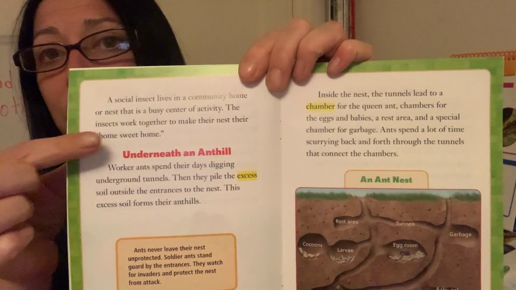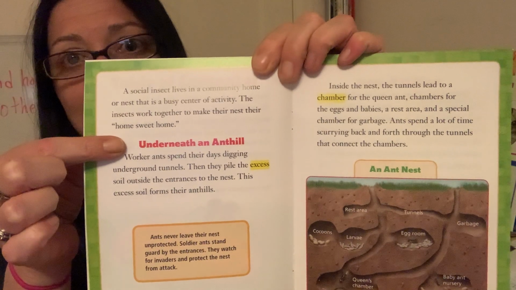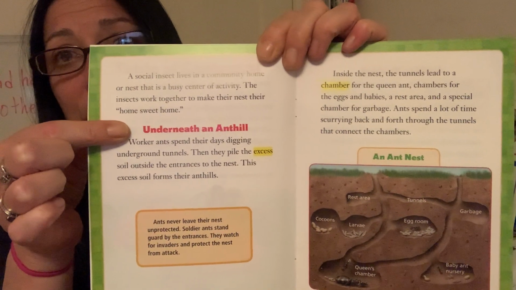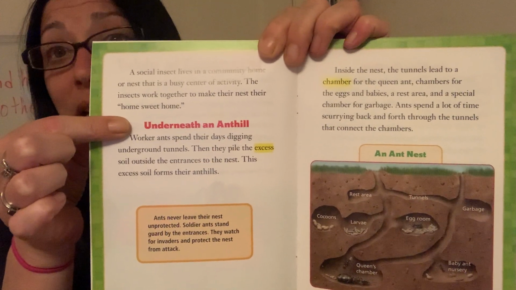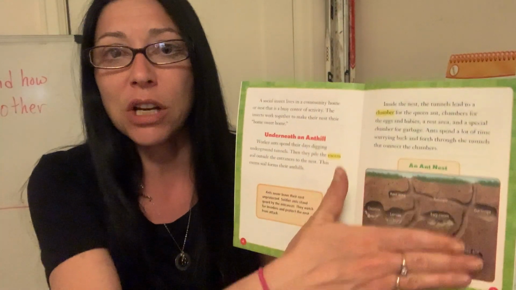In this book, there are subtitles. Now, our subtitles should tell us something. So when I read this subtitle, underneath an ant hill, it should make us think, I bet I know what this section is going to be about.